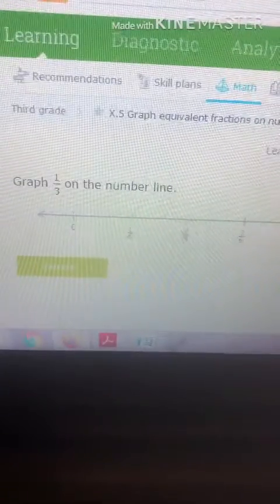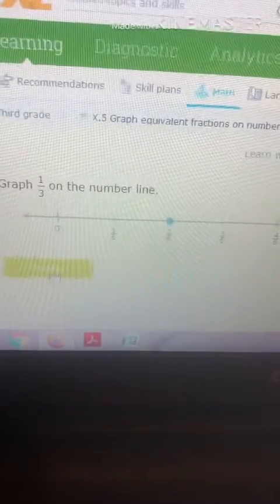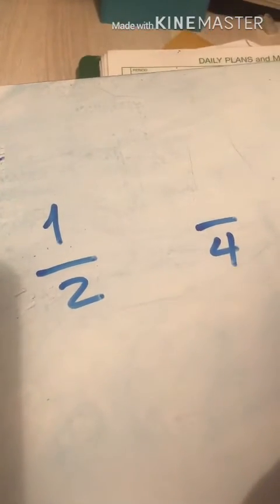So on the number line in our IXL, we have to look for the equivalent fraction of 1/3, which is 2/6, and we click submit. Okay, let's see the second example. Our second example says graph 1/2 on the number line. Look at the denominators that we have. What do we have as a denominator? We have 4ths. So we're going to write 1/2, and what I know is that my equivalent fraction is going to have a 4.